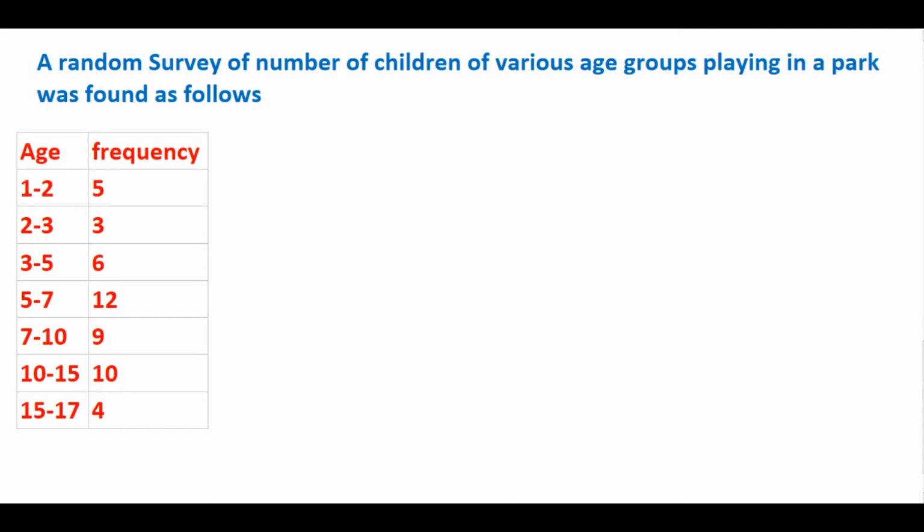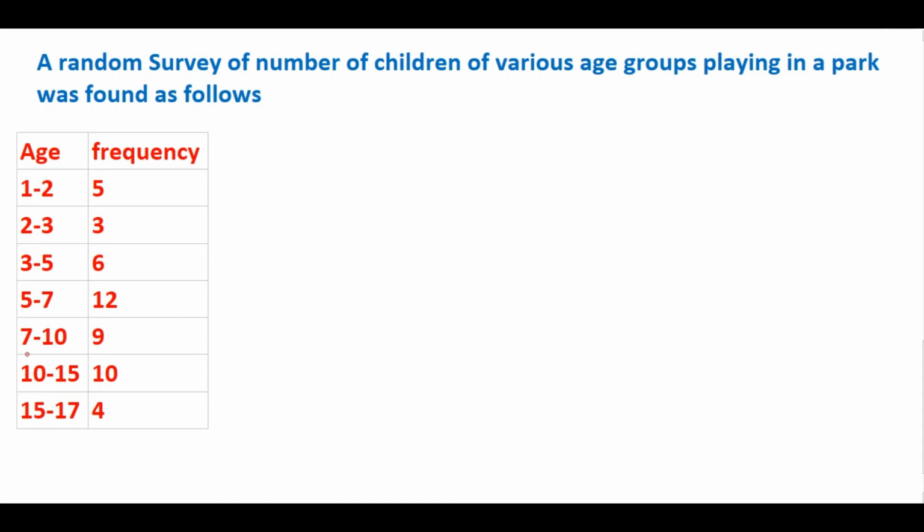So we can see that here the class intervals are not of uniform width, or the class size is not uniform. 1 to 2 class size is 1. How will you find class size? Upper limit minus lower limit will give you the class size. 2 to 3, here class size is 1, whereas 3 to 5 class size is 2, upper limit minus lower limit, 5 minus 3 is 2. Again 7 minus 5 is 2. Here 10 minus 7 is 3. So the class size is different.